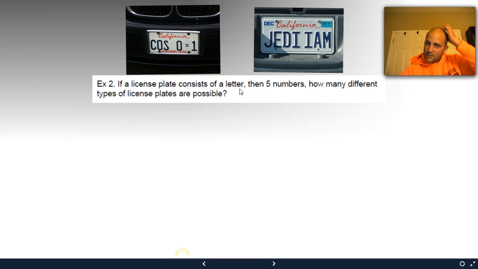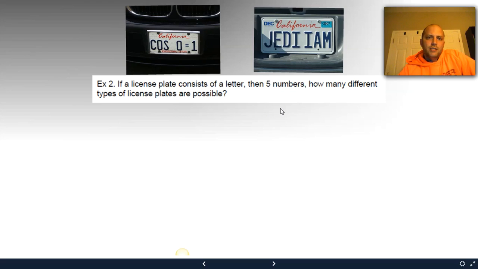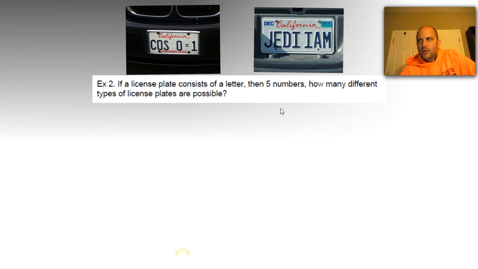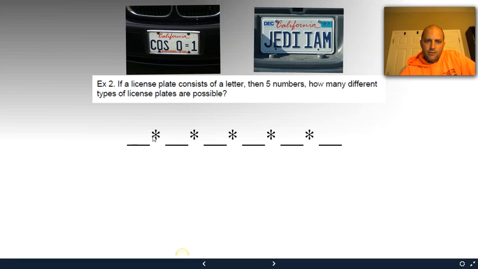A license plate consists of a letter and then 5 numbers. How many different types of license plates are possible? And if it doesn't say, it's assuming that we know that we can repeat numbers and letters. So I take a look. Here's my license plate. We have letters right here.